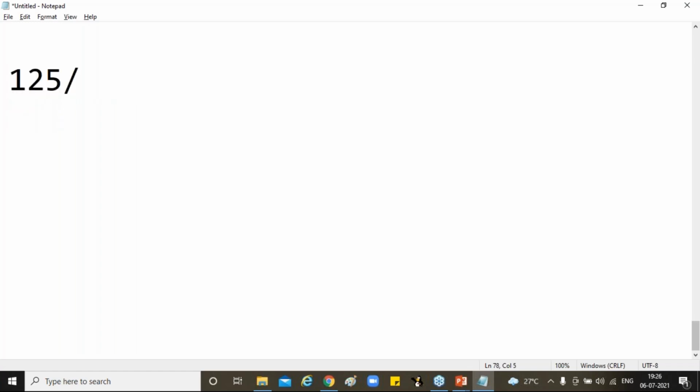125 is the number. If you take 125 by 8, 8 fifteens are 120. The remainder is 5. If you take 3125 divided by 8, compulsorily the remainder should be 5 only. Please check it.